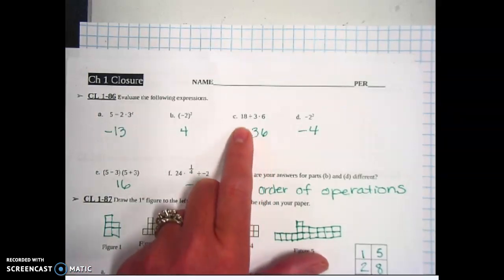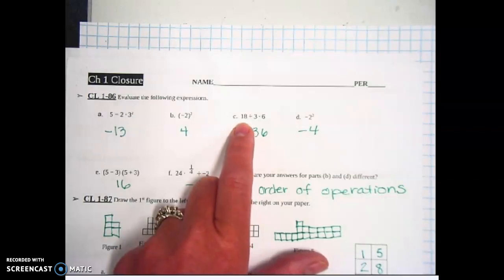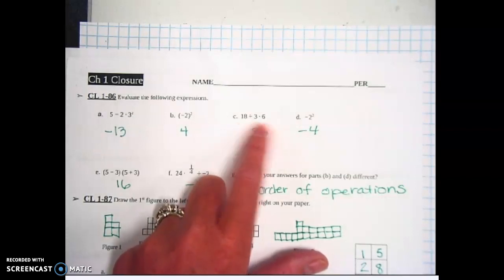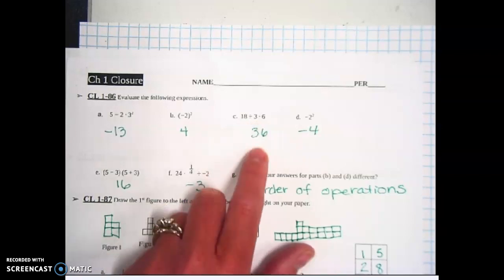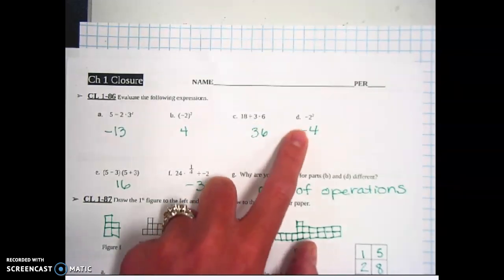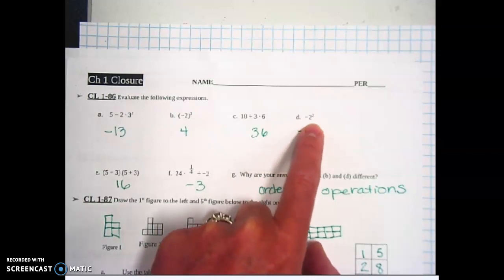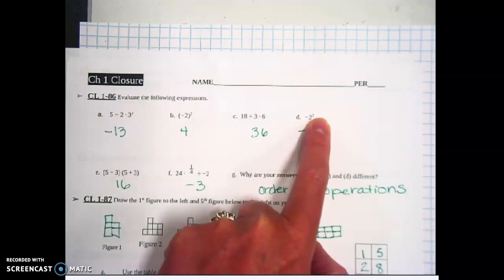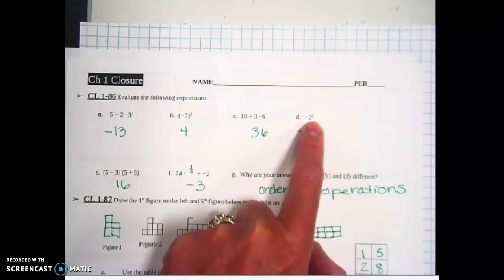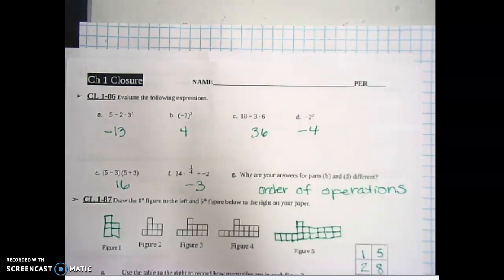Letter C, you're going to follow order of operations from left to right. You can do division and multiplication in the same pass. So we're going to have 18 divided by 3, which is 6, and then 6 times 6, which is 36. Part D, you're going to follow order of operations. So because there's no parentheses, you're going to take that 2 and square it, which is 4, and then you take the opposite, which is negative 4.